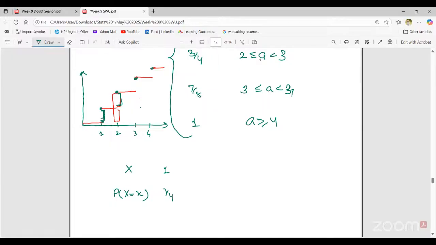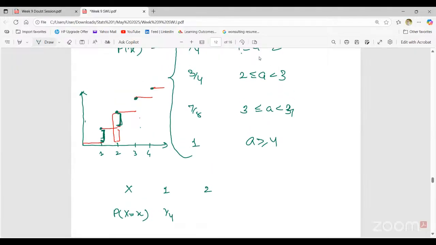Okay. Now at 2, what will be my PMF? PMF would be this distance, correct? So what is this value? Anyone?